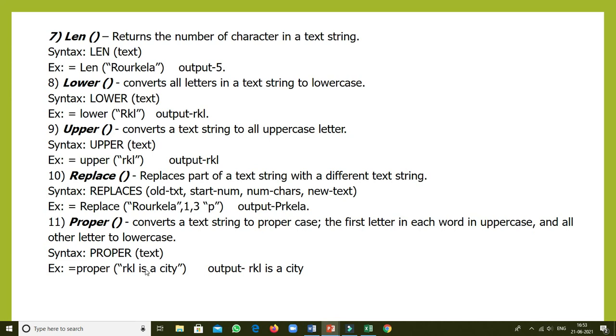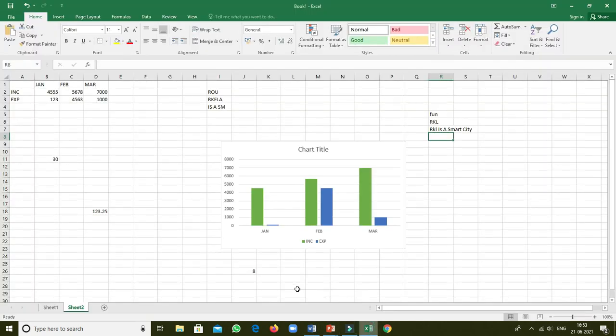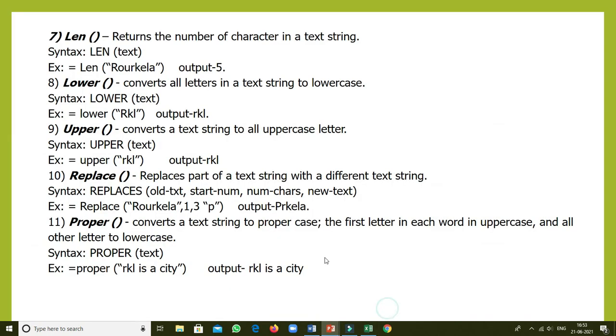Now REPLACE is there. So REPLACE means what? You will be replacing some string. Now see, you can check this example also. So suppose Rourkela is there. From the first position you have to replace 3 characters and make it as P. Means 1, 2, 3, R, O, U is there. Okay. So this should be removed and the P should be assigned. Okay. That is called a replace. So you will be getting the output as P, then RKELA for replacing.